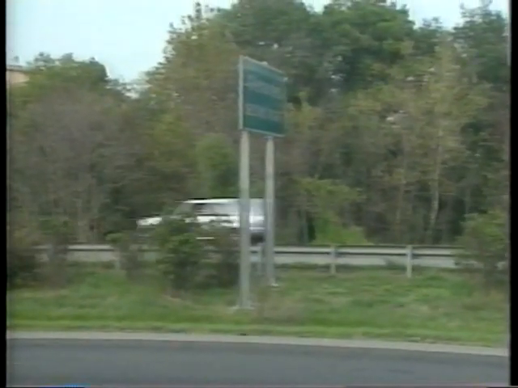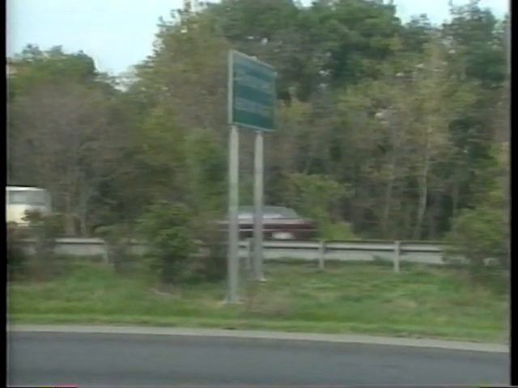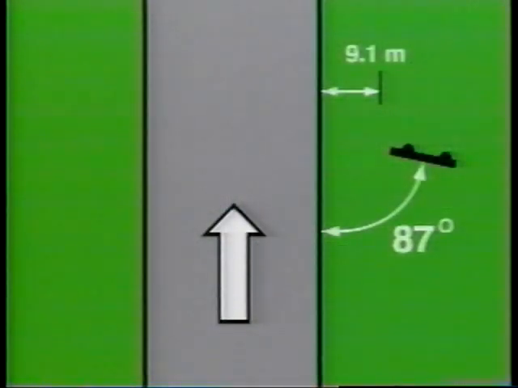Sign erection. Normally, signs are placed at right angles to the roadway. If they are 9.1 meters or more from the edge of the pavement, they may be turned toward the road. Also, if reflection is a problem, they may be turned or even tilted.